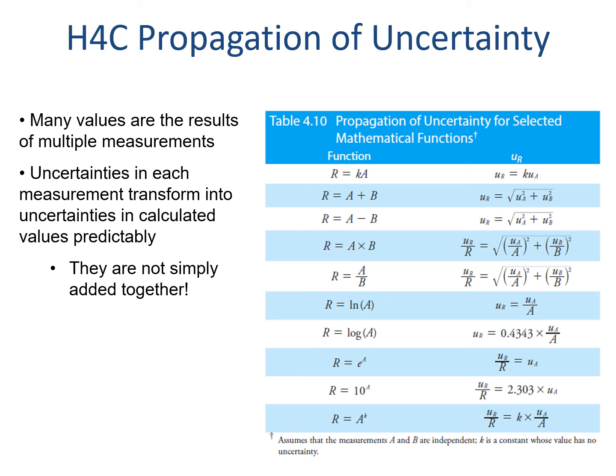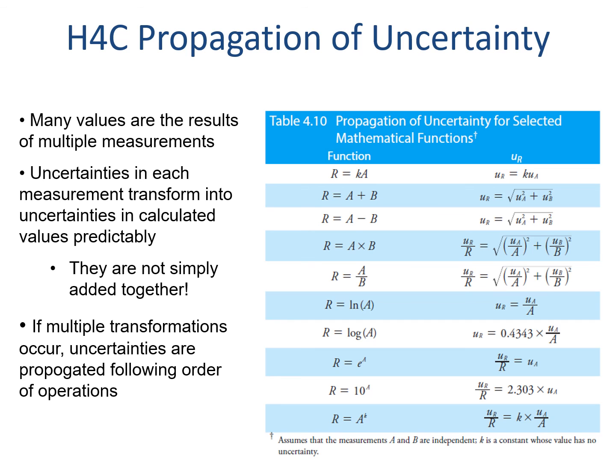If we do have multiple functions that we have to do, we would propagate uncertainty according to the order of operations. And so we're going to be focusing our next class on actually doing some of these propagations of uncertainty, so we can do them together.